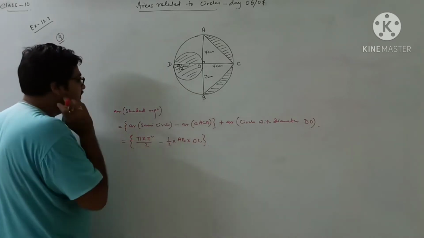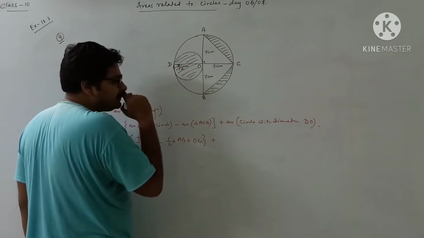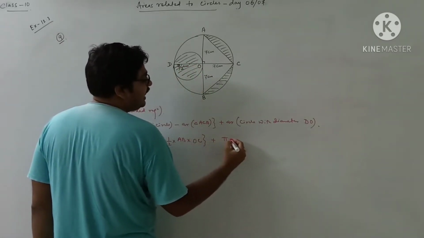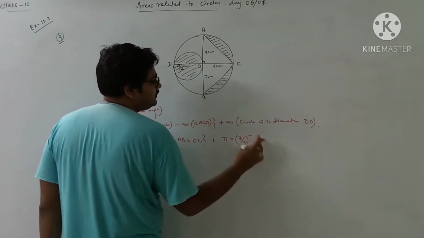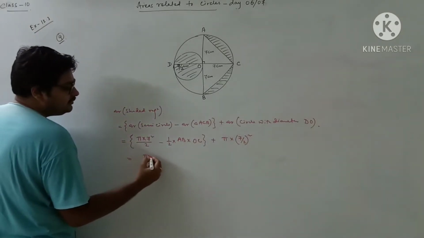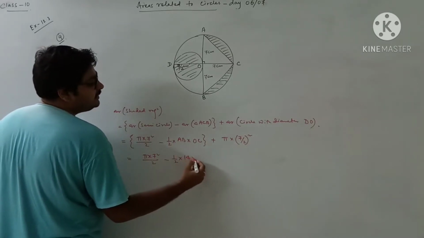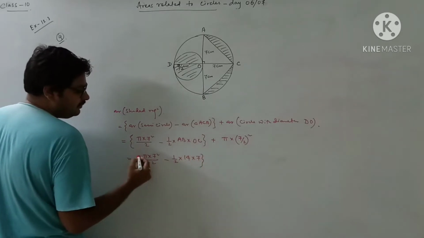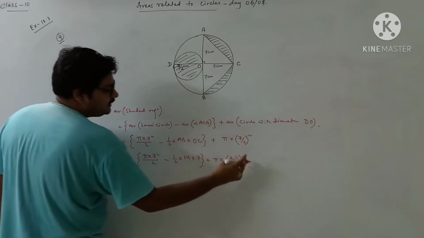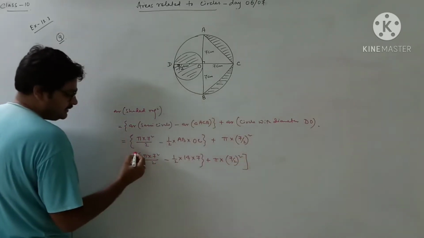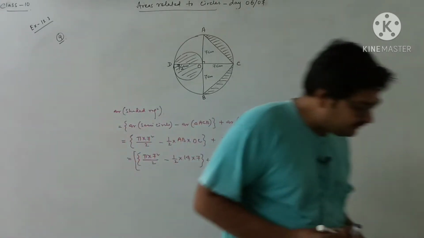Next line we put the values. Plus area of circle with diameter DO. Diameter DO means radius is actually 7 by 2. So pi r square, the formula is pi r square. What is r? 7 by 2. So it's coming pi into 7 square by 2, minus half into AB, that is 14, and OC, that is 7, plus pi into 7 by 2 whole square. So this much centimeter square. Is any value of pi given in the question?